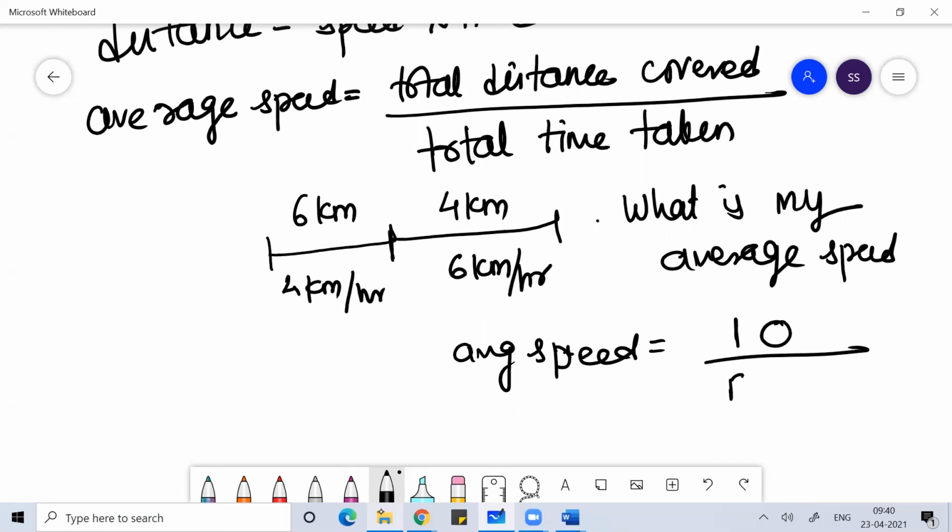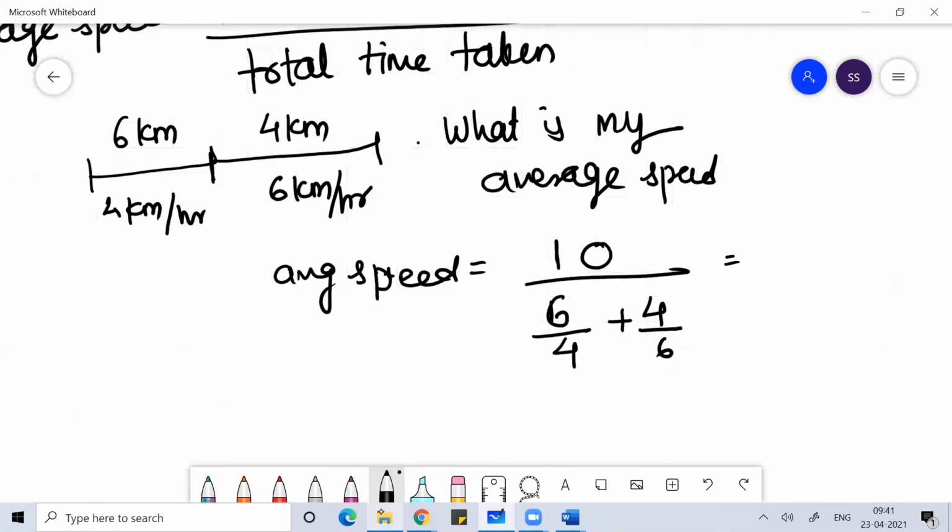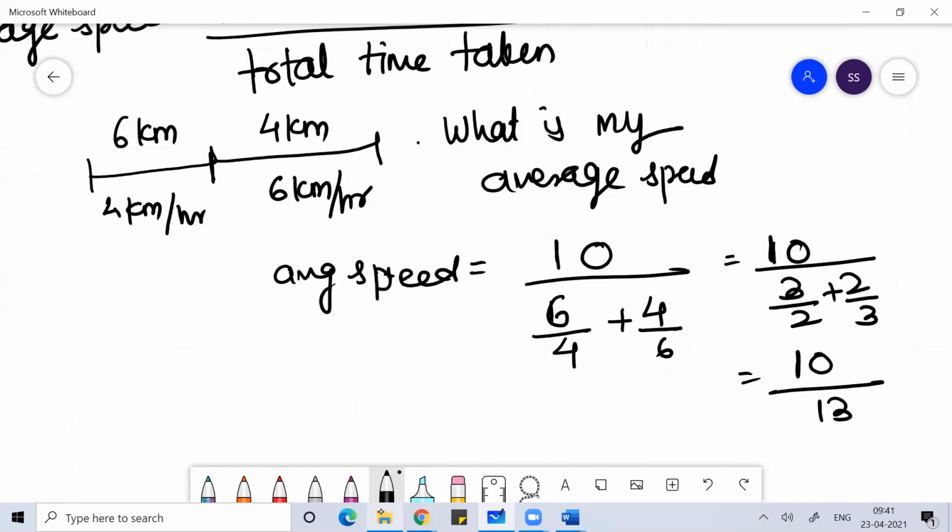For 6 kilometer you are walking at 4 kilometer per hour, and for 4 kilometer you are walking at 6 kilometer per hour. So what is your average speed? That would be 10 divided by 3 by 2 plus 2 by 3. You can solve this. This is 10 divided by 9 plus 4, 13 by 6. So that is 60 by 13 kilometer per hour. That is your average speed.